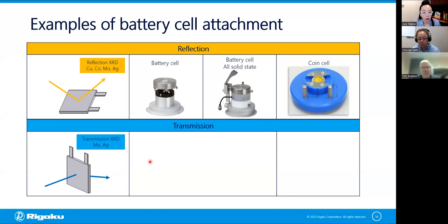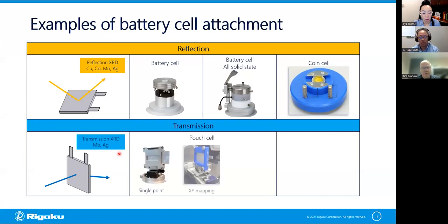For transmission, we use either molybdenum or silver radiation. Then we have a single point pouch cell. Single point means we measure only the center part of the pouch. The other option would be an XY mapping combined pouch cell. With this, you can do spatial mapping. You can move the pouch cell in X and Y direction so that you see a spatial distribution of your battery structure on your pouch.